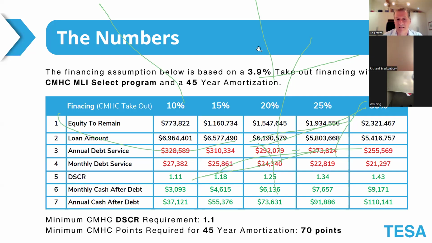The numbers make sense. So number one, equity remaining. You can see that as the 15, 20% becomes higher, you're leaving more equity into the deal, right? So this is a critical factor to know: how much money do I need? But when all is said and done, how much am I leaving in the deal?